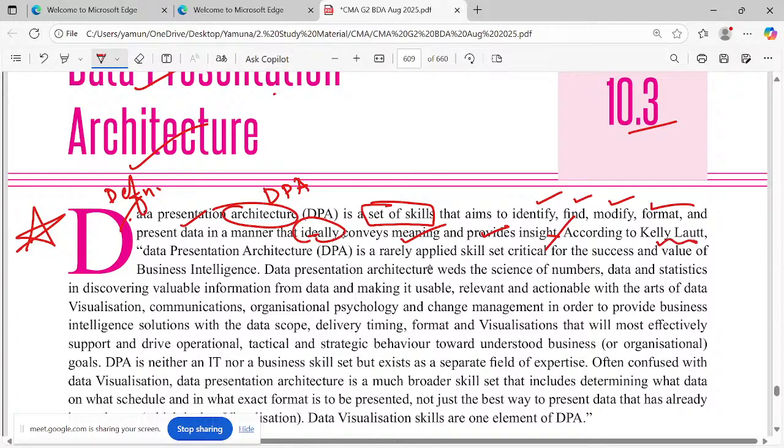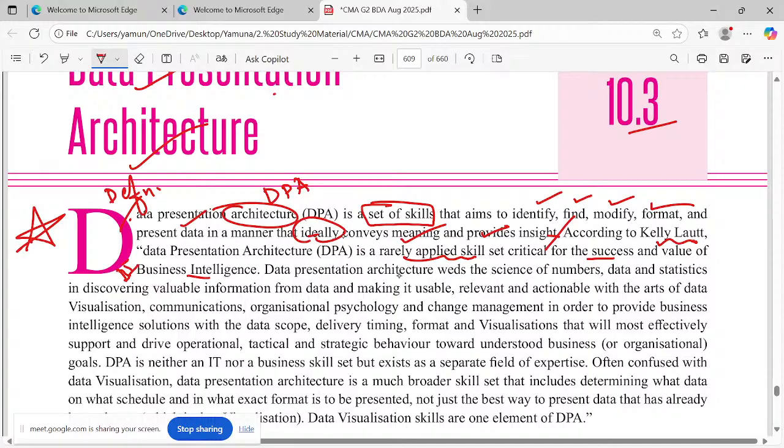He's giving the definition as a rarely applied skill set critical to the success and value of business intelligence. So he's trying to apply this in BI, business intelligence. Okay, so you know BI. The same way we have business intelligence, dealing with direct business decision making.